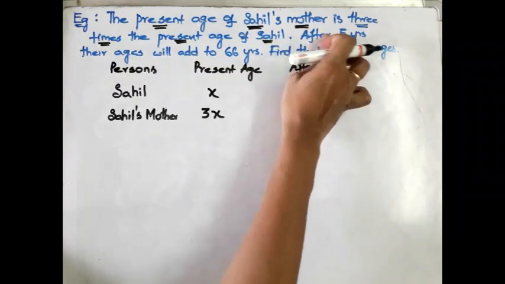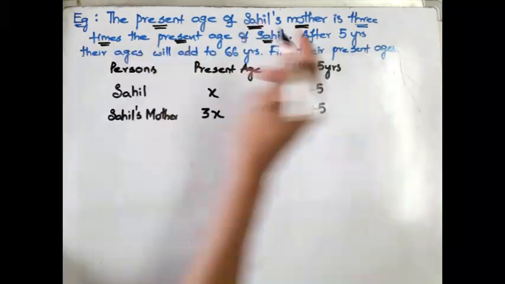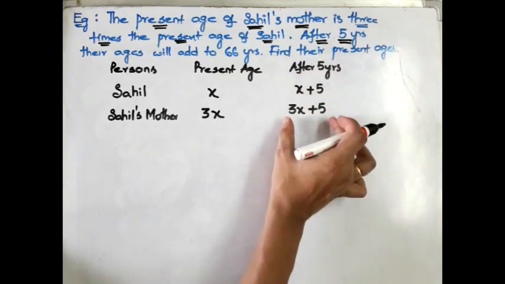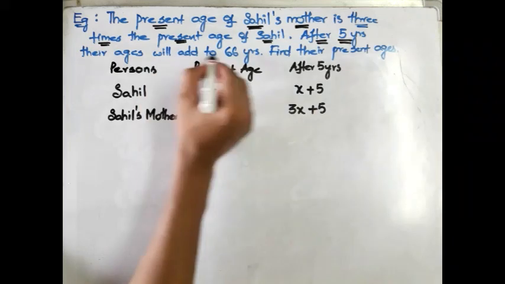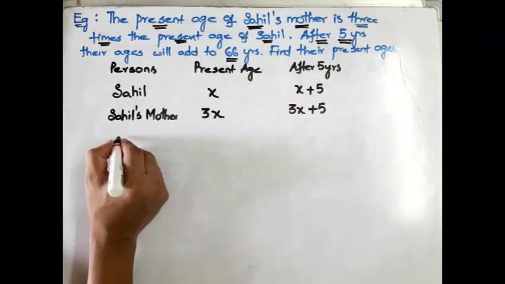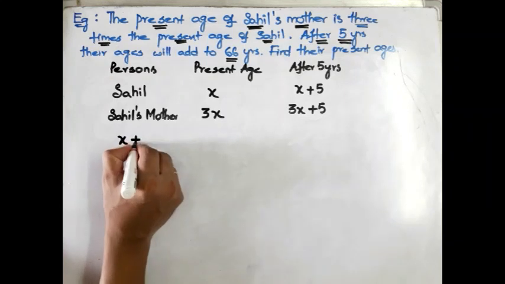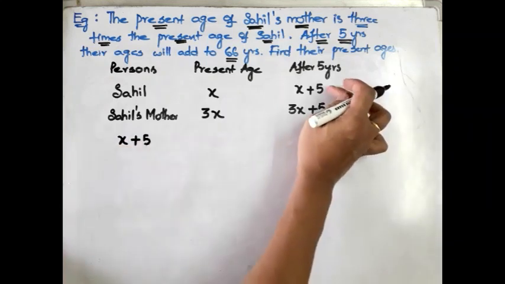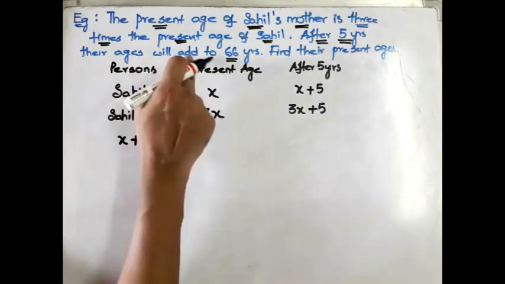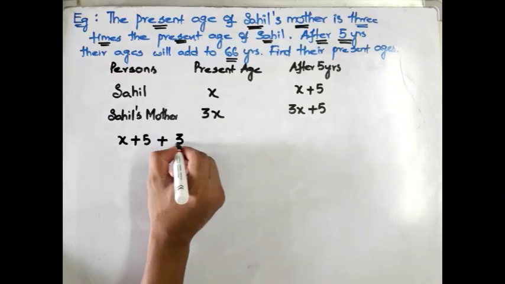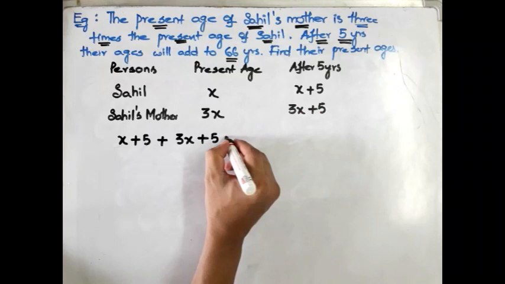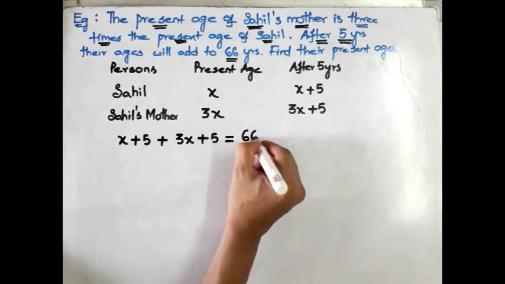Now read from here. After 5 years, their ages. So after 5 years, what are their ages? x plus 5 and 3x plus 5 will add to 66 years. That means x plus 5, the age of Sahil after 5 years, plus 3x plus 5, the age of Sahil's mother after 5 years, is equal to 66.